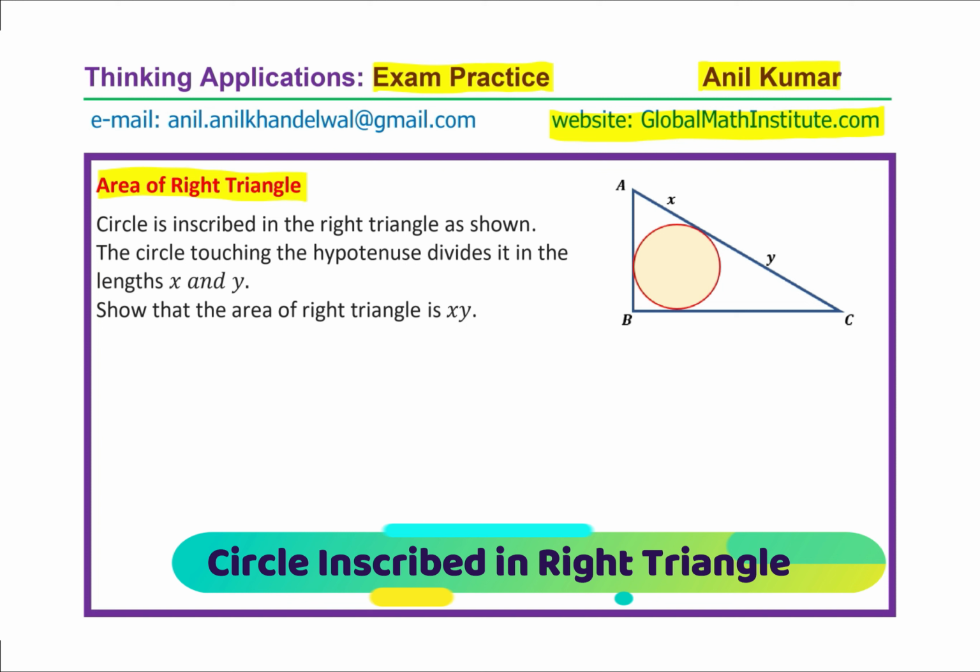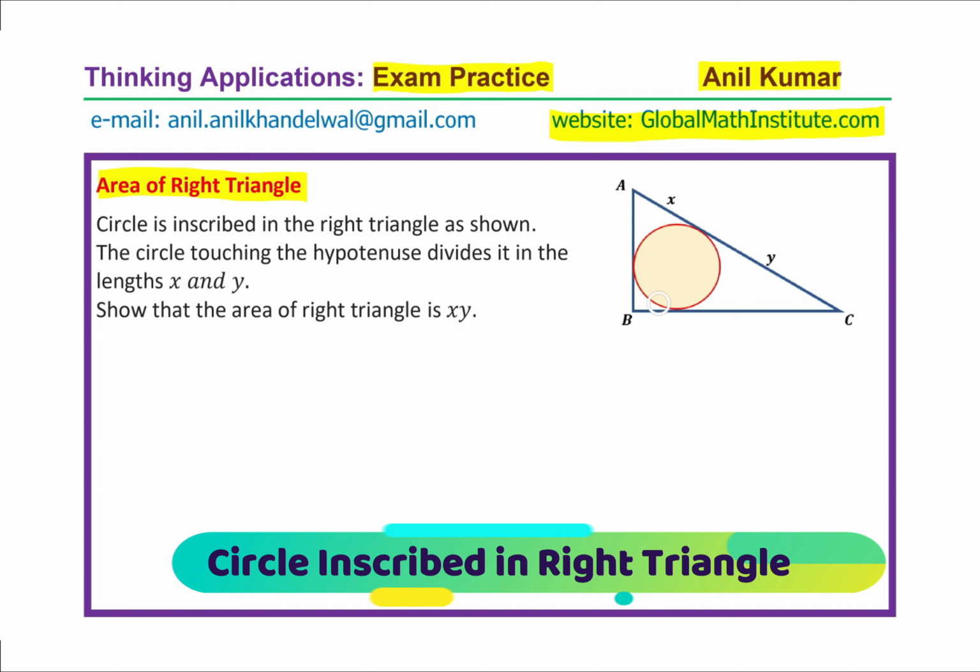I would like you to pause the video, read the question, answer, and then look into my suggestions. The question here is, a circle is inscribed in the right triangle as shown. The circle touches the hypotenuse and divides it into lengths x and y. Show that the area of the triangle is x times y.